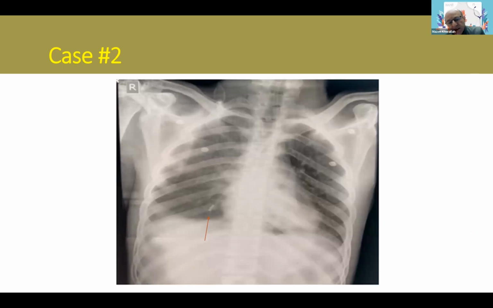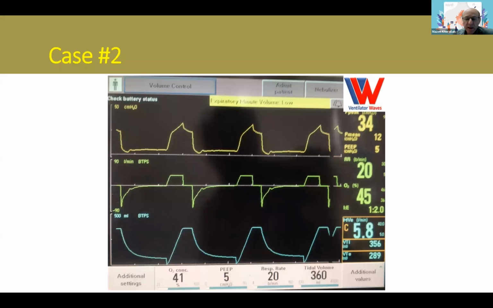And actually, in this case, I'm not sure if you can see it clearly, but this is the endotracheal tube. And you can see that there is an NG tube or feeding tube that is placed in the trachea. And it created that gap between the balloon and the tracheal wall that allowed for this 100 of air to be leaked.